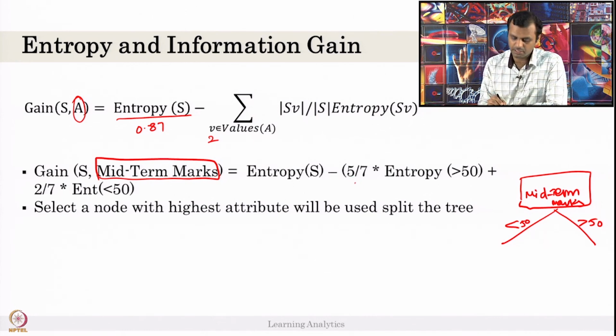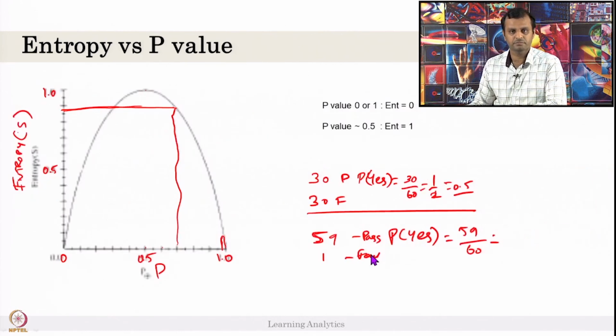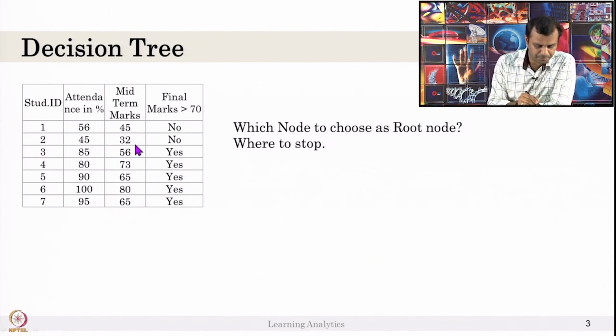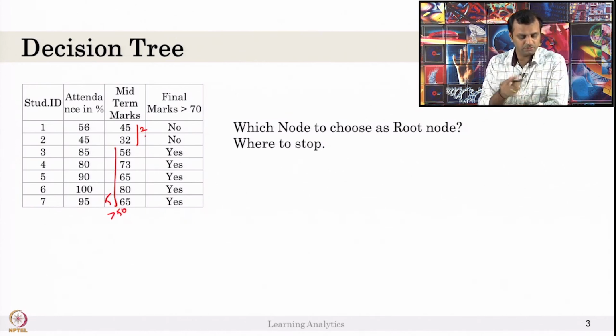This is basically less than 50 marks. There are 2 students out of 7 who got less than 50 marks. Let us look at the table again once. In the midterm marks, there are 2 students who got less than 50 marks and all other students, 5 students, got more than 50 marks, right. So, let us classify it.